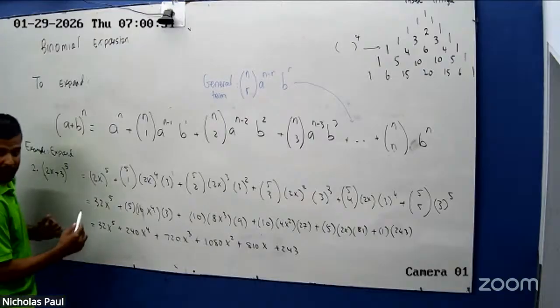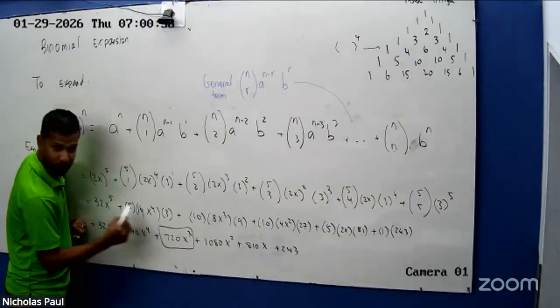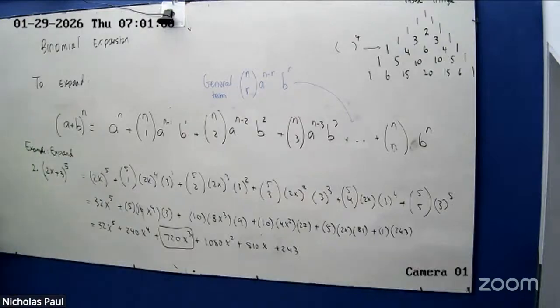Right, Faith, listen now. We're going to use the general term to find this only. We don't want to have to do the whole expansion. We have to do a little piece of the expansion, using the general term.